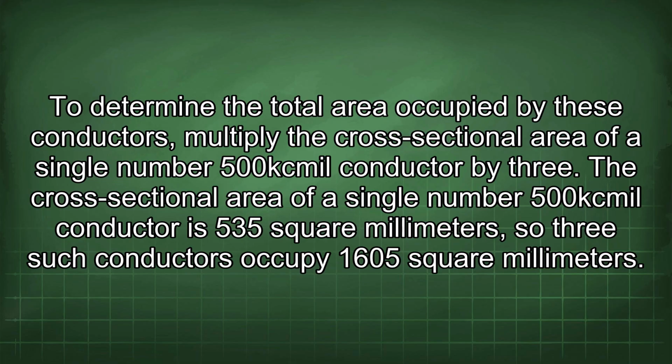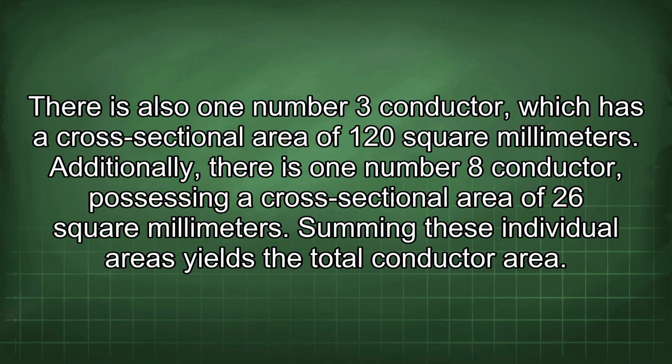To determine the total area occupied by these conductors, multiply the cross-sectional area of a single number 500 mil conductor by 3. The cross-sectional area of a single number 500 mil conductor is 535 square millimeters, so 3 such conductors occupy 1605 square millimeters. There is also one number 3 conductor, which has a cross-sectional area of 120 square millimeters. Additionally, there is one number 8 conductor, possessing a cross-sectional area of 26 square millimeters.